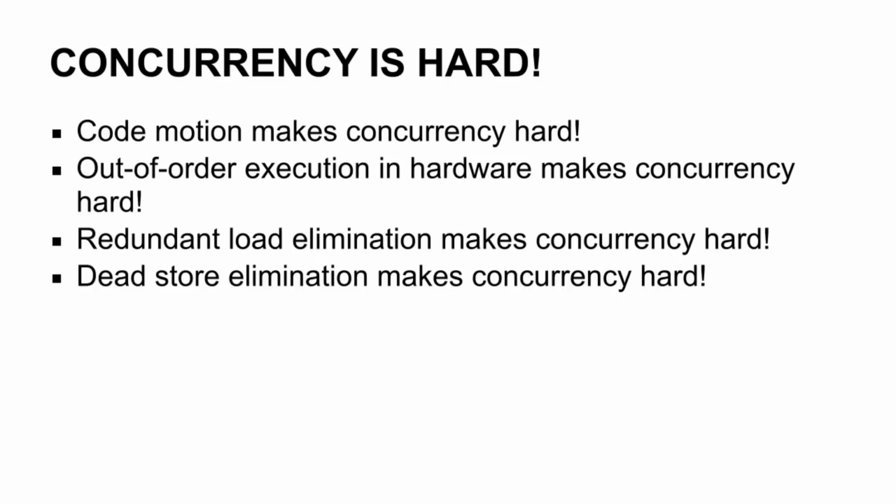And the compiler can eliminate loads, so that values that we think we've loaded and we're going to see an update to won't be visible, and that makes concurrency hard. And the compiler can even get rid of stores. It doesn't have to store every single value if we don't use it, and that could make concurrency hard. Let's return to our load elimination example.